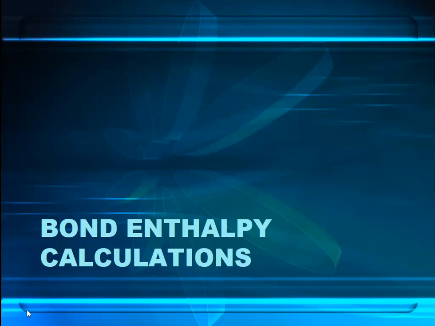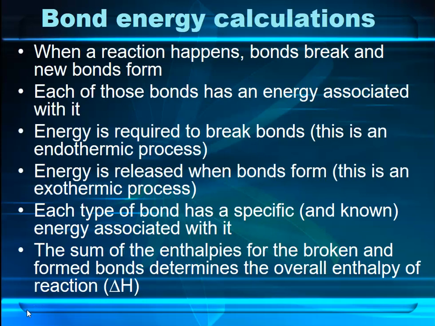Okay, so the idea behind these bond enthalpy calculations is that when reactions happen, bonds break and new bonds form. Okay, so this is obvious. Breaking the bonds between certain atoms will require energy. So that's an endothermic process. When we form bonds, the process of forming bonds is an exothermic process, and that releases energy.